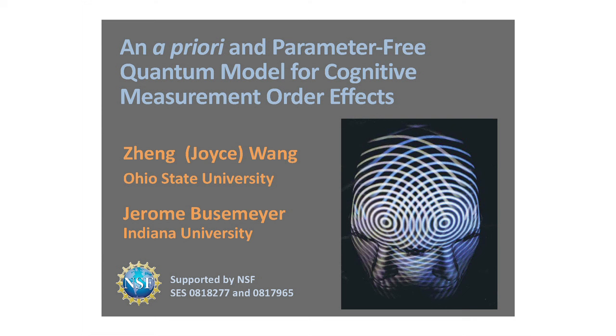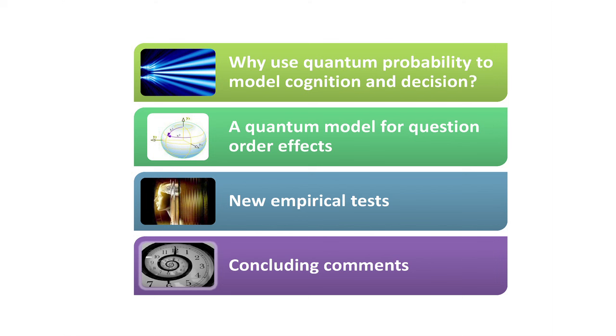So my talk is first, and in this talk, I would like to give a very intuitive motivation about why we're doing this, and a very concrete example that shows some utility of using a quantum model for modeling cognition. So my talk is organized in this way: some motivations, and a model, what I call the quantum model for question order effects, the QQ model, and then some new empirical tests for this model, and finally some comments.